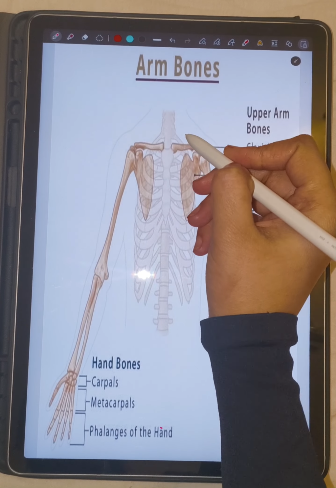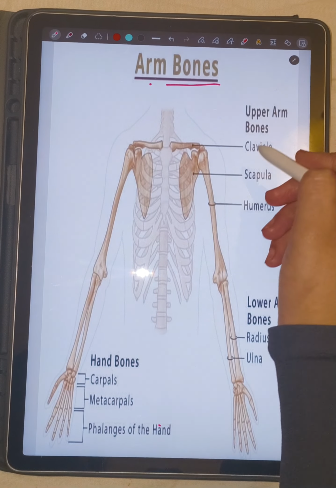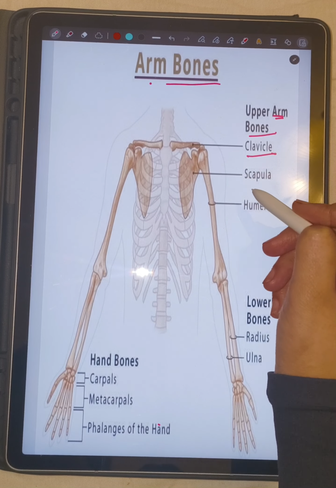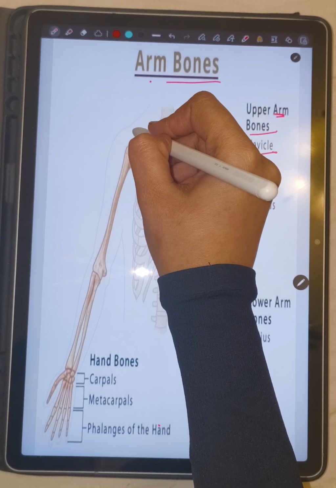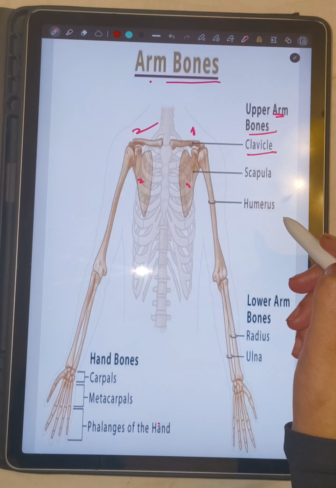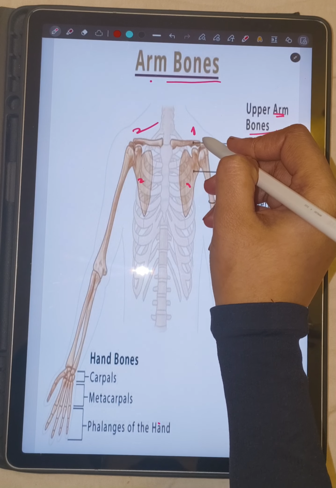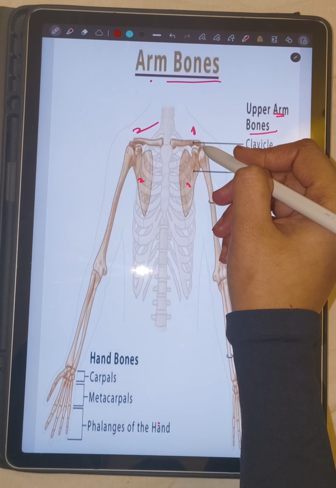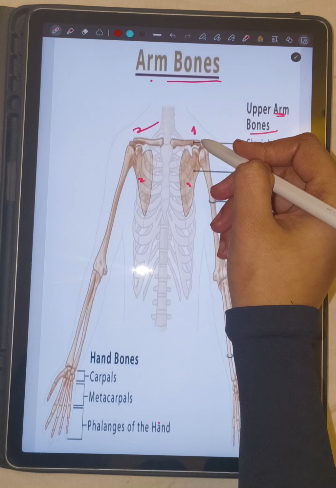In the appendicular skeleton system, next we will discuss the pectoral girdle and arm bones. First, the upper arm bones: clavicle and scapula. The number of bones is 2 clavicles and 2 scapulae. First, we will discuss the clavicle bone. The clavicle is also known as the collar bone, located at the front of the shoulder, connecting the sternum to the scapula. It protects underlying blood vessels and nerves and provides attachment for muscles of the chest, shoulder, and arm.